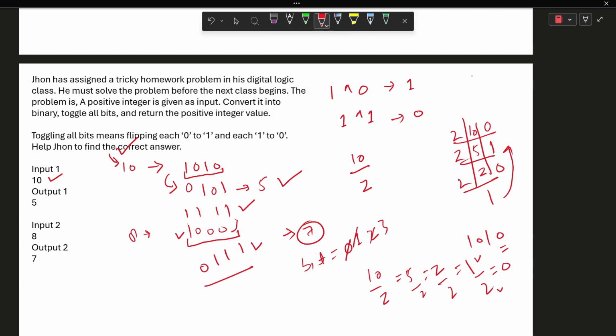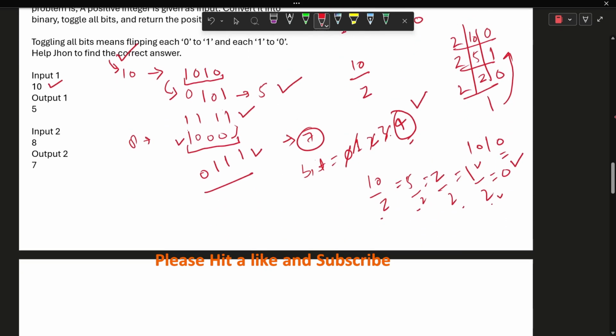Yeah, and one time we divide by 2, increase the counter by 1. Second time, increase again by 1. Third time, increase again by 1. Fourth time, increase again by 1. Now when the number becomes 0, stop, and this is the number of bits we can get easily. Okay, there is a simple way to do it, basically dividing by 2. And once we get the number, like here we get 4 as the number of bits.